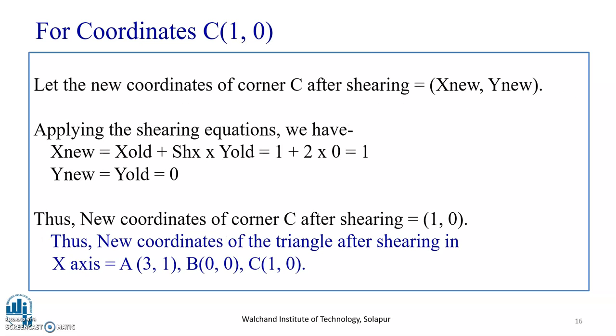Moving ahead towards the coordinate C of the triangle, where you have x new, y new using the equation, that is x old plus SHX into y old, that is 1 plus 2 into 0 is equal to 1, and y new is equal to y old. Thus we can see that the new coordinates after applying the shearing in the x direction for the given triangle are A (3, 1), B (0, 0), C (1, 0). Now we are done with the shearing using the x-axis.